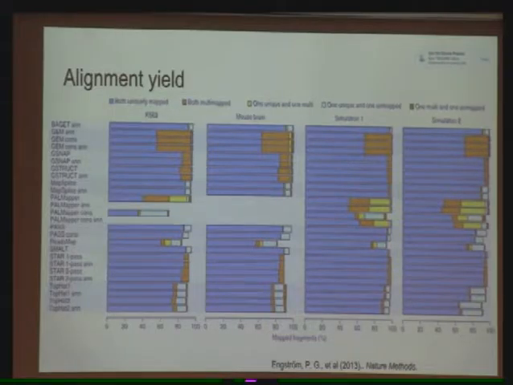So here, what we're looking for is ideally a nice large bar of this blue, saying that it's uniquely mapped. So these are the alignment tools, and how they performed on the different data sets.